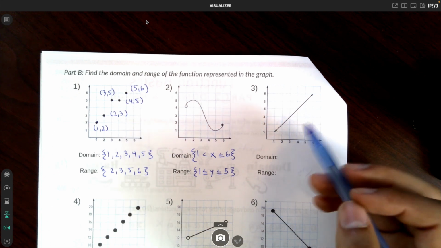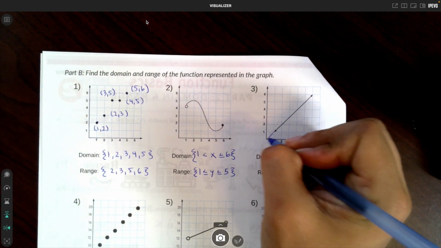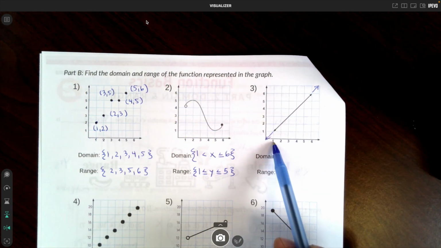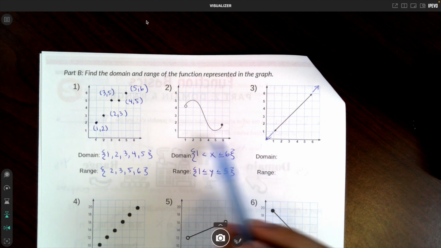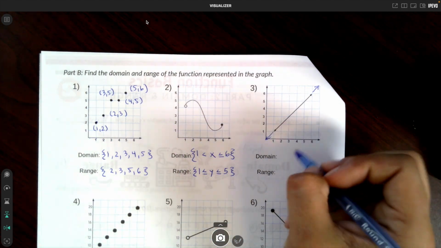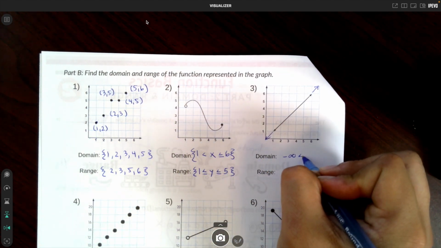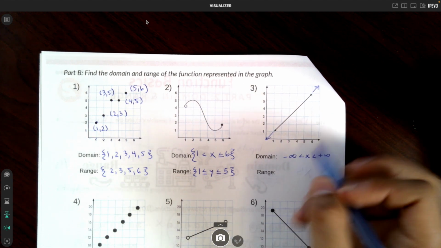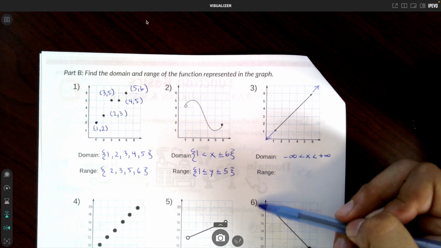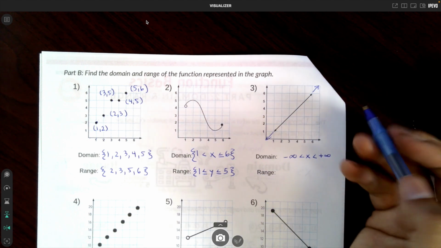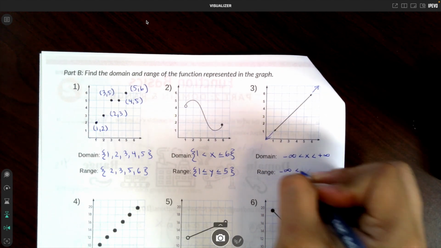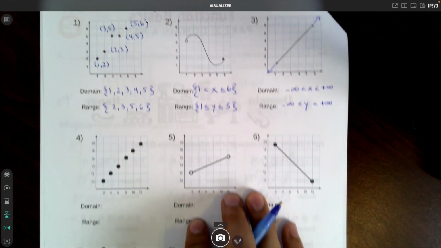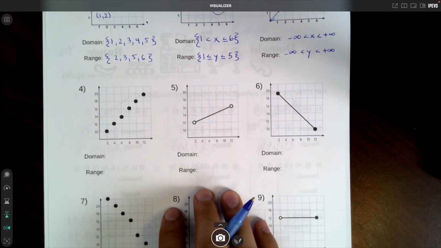Number 3, this one's interesting. It's a straight line, meaning it's going to go on forever in both directions. So for domain, it's how much you go to the left and right. So this is going to go forever to the left and forever to the right. So this is negative infinity to positive infinity. And the range is going to be the same because it's going to keep going down, down, down, down, and it's going to keep going up, up, up, up. So negative infinity to positive infinity. All right.